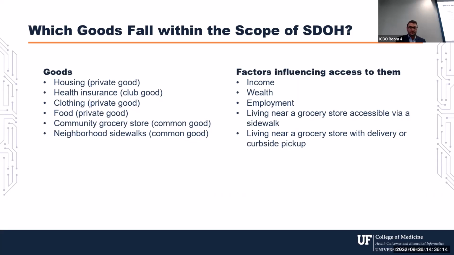The ones that I have listed here are housing, which is a private good, health insurance, which is a club good, clothing and food, which are both private goods, and a community grocery store, which is a common good, and neighborhood sidewalks, also a common good. There are a variety of factors that influence one's access to these: income, wealth, employment, as well as, as I mentioned earlier, living near a grocery store that's accessible via a sidewalk, or living near a grocery store with delivery or curbside pickup.